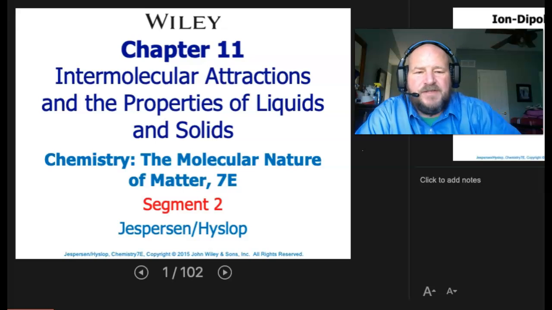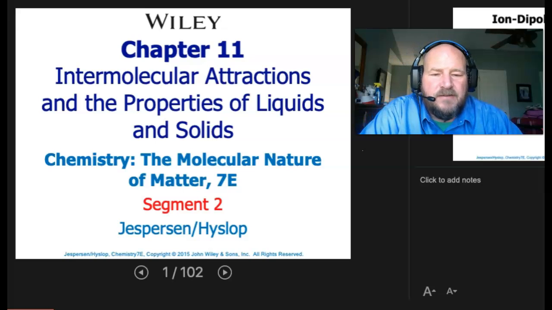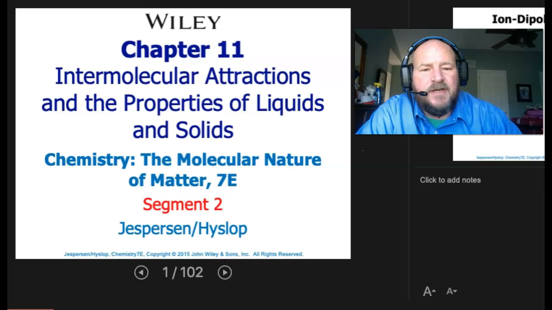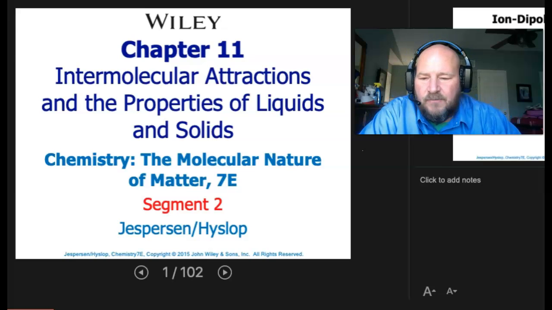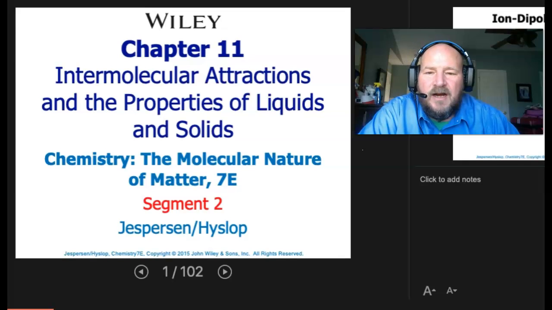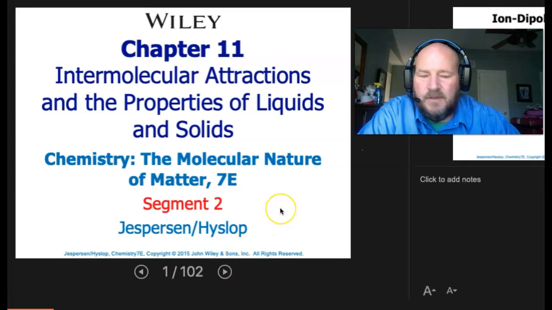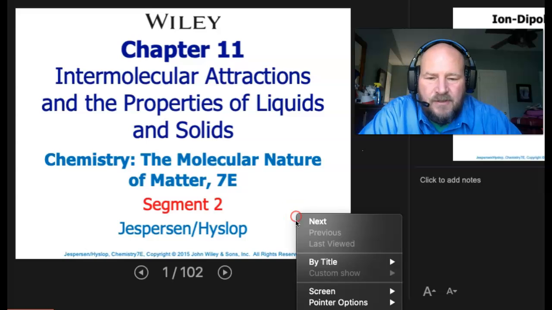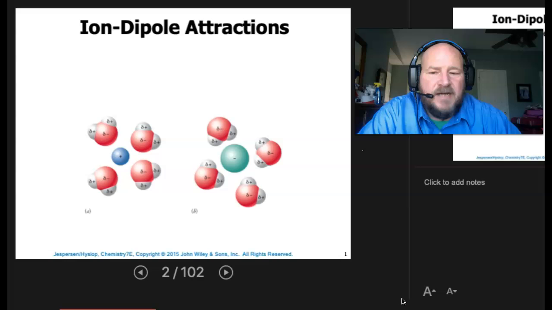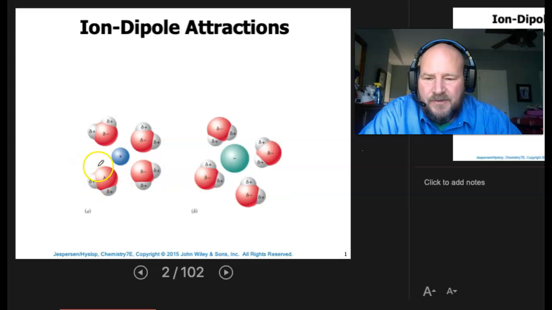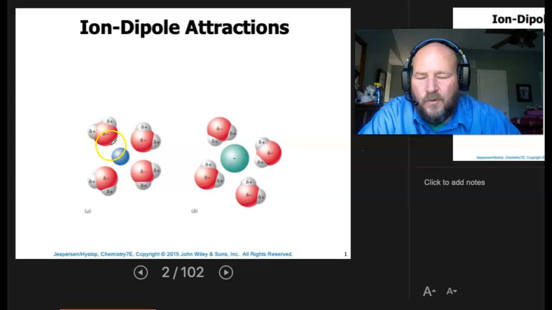Chapter 11, Segment 2. We've been talking about London dispersion forces, dipole-dipole interactions, hydrogen bonds, and now we're going to tackle ion-dipole interactions. So now what we're going to do is have an ion, and of course we'll put it in a polar solvent like water.